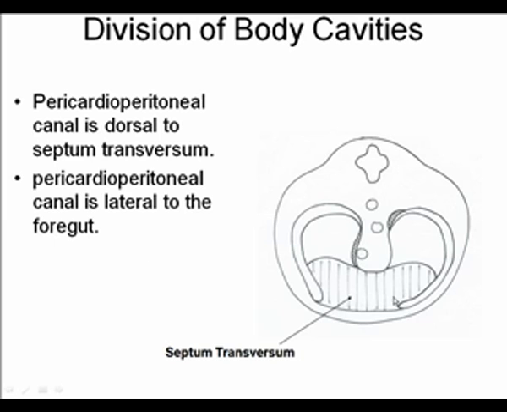and the pericardio-peritoneal canals are going to be found just posterior to the septum transversum. So the pericardio-peritoneal canal, located lateral to the foregut, is a form of communication between the pericardial cavity and the peritoneal cavity.